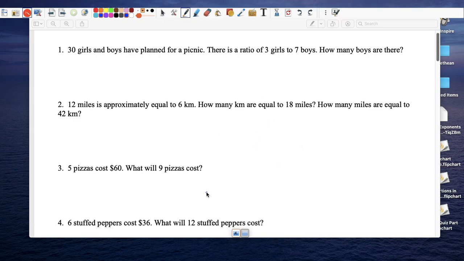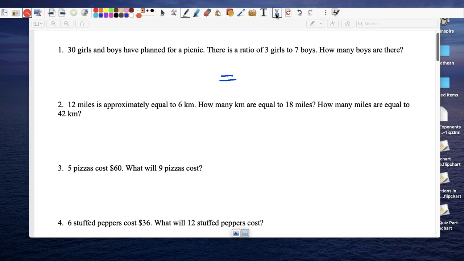What matters during all these problems you're doing tonight is how you set up your proportion. So in this case, question one is a little bit different. It says there are 30 girls and boys in the picnic. The ratio is 3 girls to 7 boys. So how many boys are there?